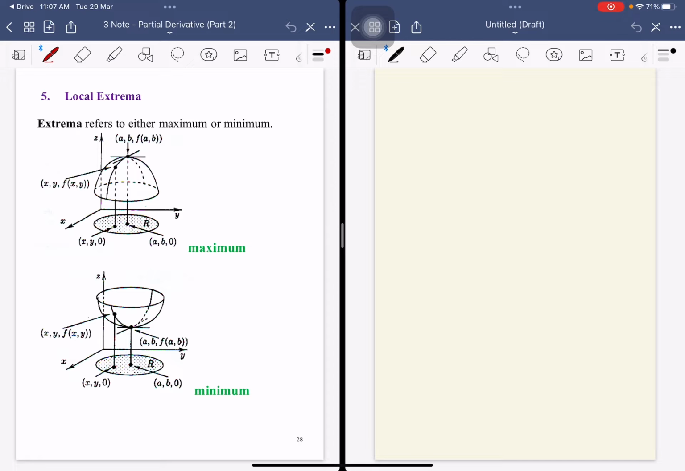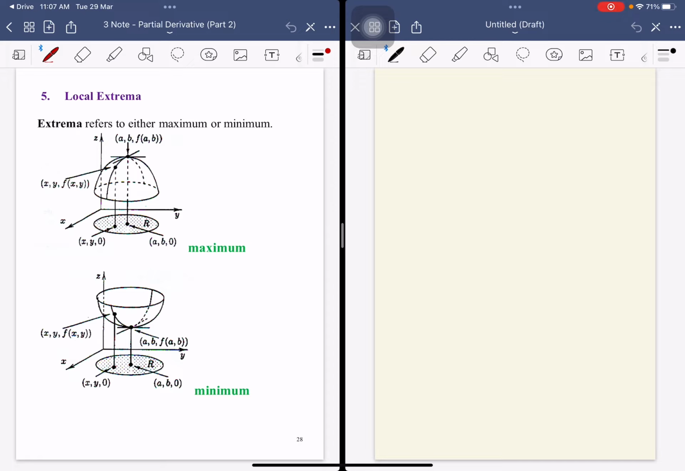Okay, so let's take a look at the first example. I will show you how we can find the critical point first before we use the second derivative test, in order for us to classify each critical point that we figure out, whether it's a local maximum, local minimum, or a saddle point.